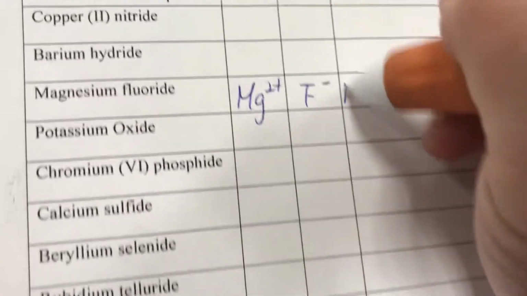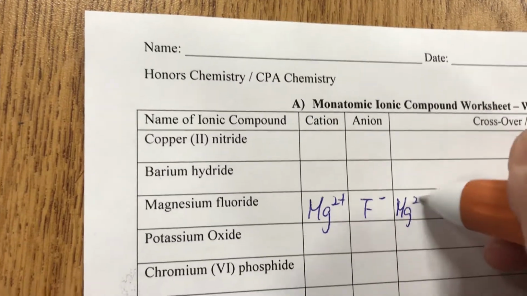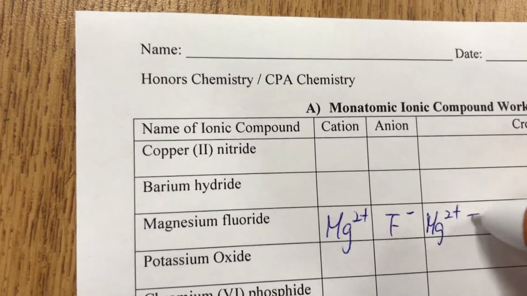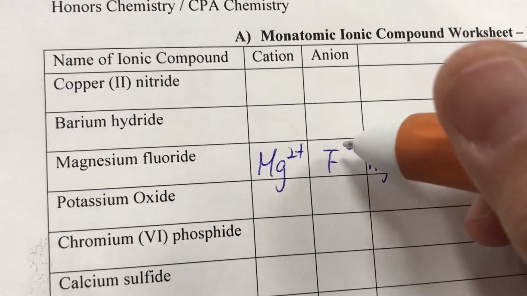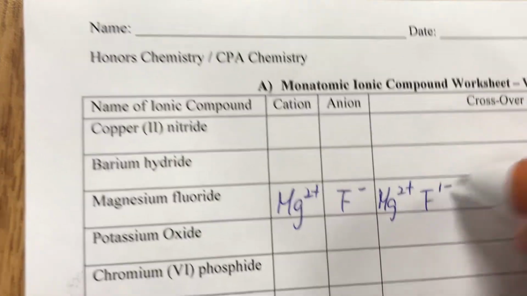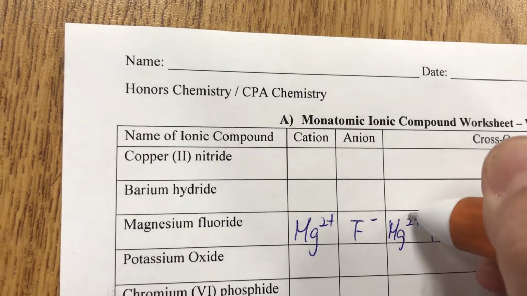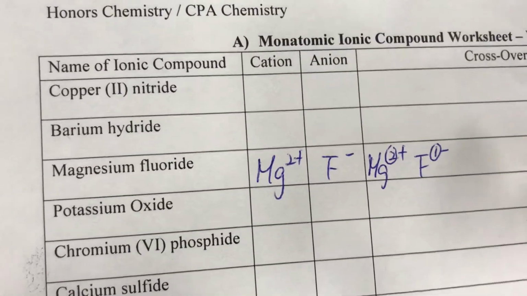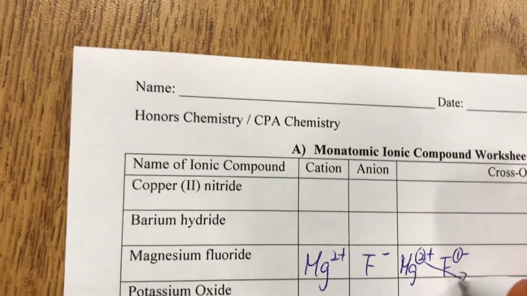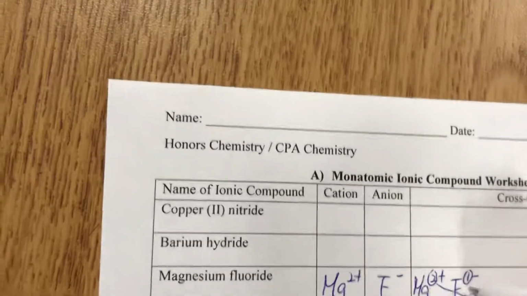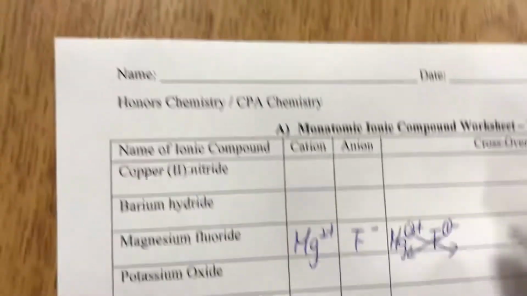So we write down Mg2+, and we start to do crossover, and we don't have the number on the F. It's 1, so we put the 1 back, okay? Then next, we circle the number only. Circle the number only, okay? And we bring it down. So bring the 2 to the bottom of F, bring the 1 to the bottom of Mg.